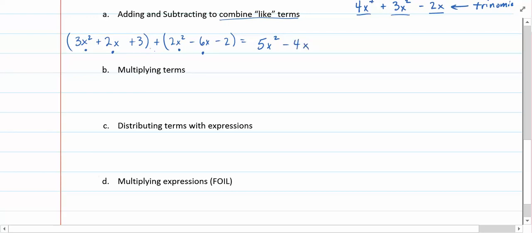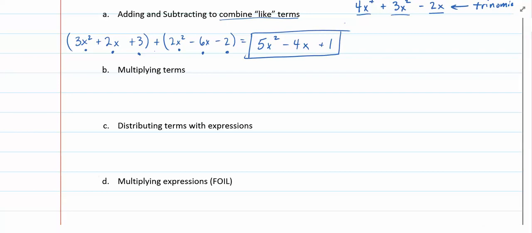And lastly, 3 plus negative 2, the like terms here because the variables would match. Both of those variables are x to the 0 power. 3 plus negative 2 is a positive 1. We would say that the sum of these two polynomials, or trinomials more specifically, is 5x squared minus 4x plus 1.